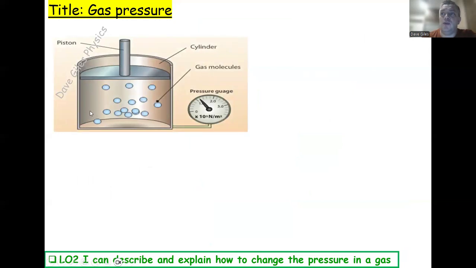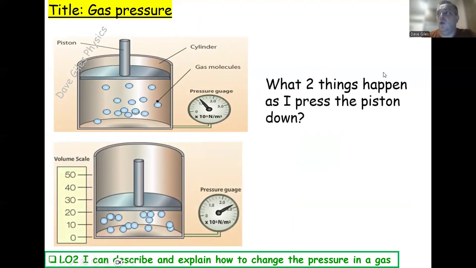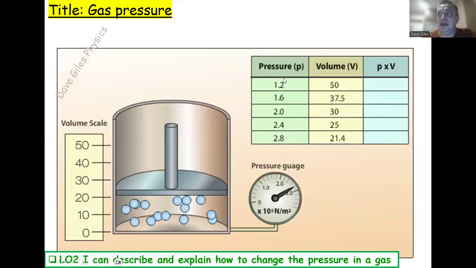So here I've got a system, a piston with a container, and that piston can be closed. What two things happen as I press the piston down? Well, firstly, I reduce the volume of the container, and you can see that when I've reduced the volume, I have increased the pressure. I've got a table here of the volume and the pressure I get with each volume. And if you multiply pressure and volume together, you'll see that it's the same. It's a constant.